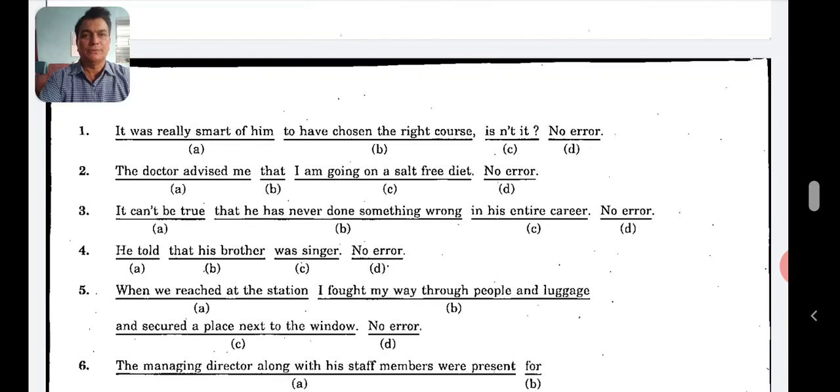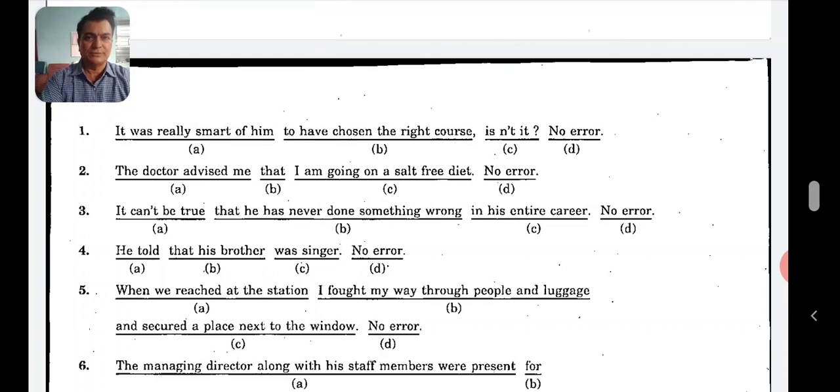Let's go to the second question. The doctor advised me that I am going on a salt-free diet. No error. The doctor has given advice. So therefore, the sentence should be, the doctor advised me that... What should come after that? It is advice. So it should be, I should go on a salt-free diet. So the error is in C. So the sentence should be, the doctor advised me that I should go on a salt-free diet.